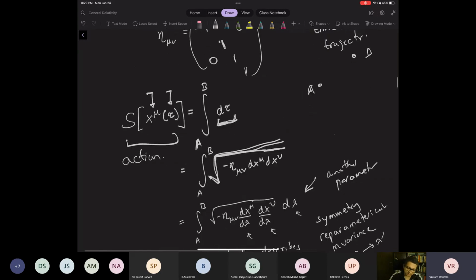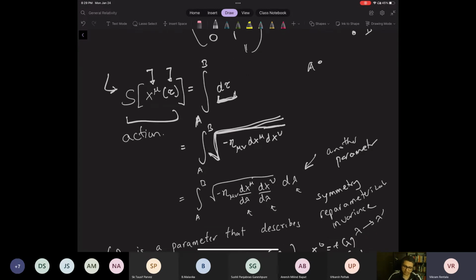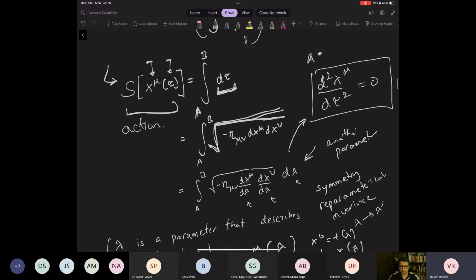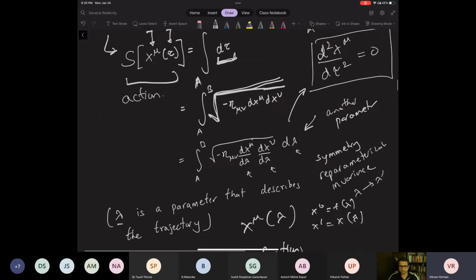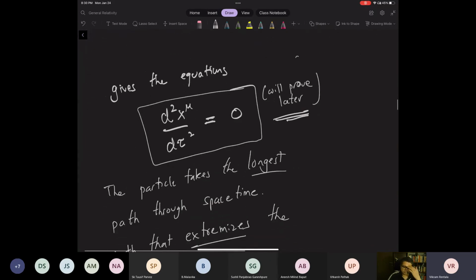You can see that this is actually the action that you learned in classical mechanics for a particle in special relativity. If I extremize this action, the equations of motion that I will find, we won't prove this right now, but you will find exactly these equations of motion, in terms of lambda, or in terms of tau as this. You can try it out or I'll prove it later. There's a slight trick to proving this.